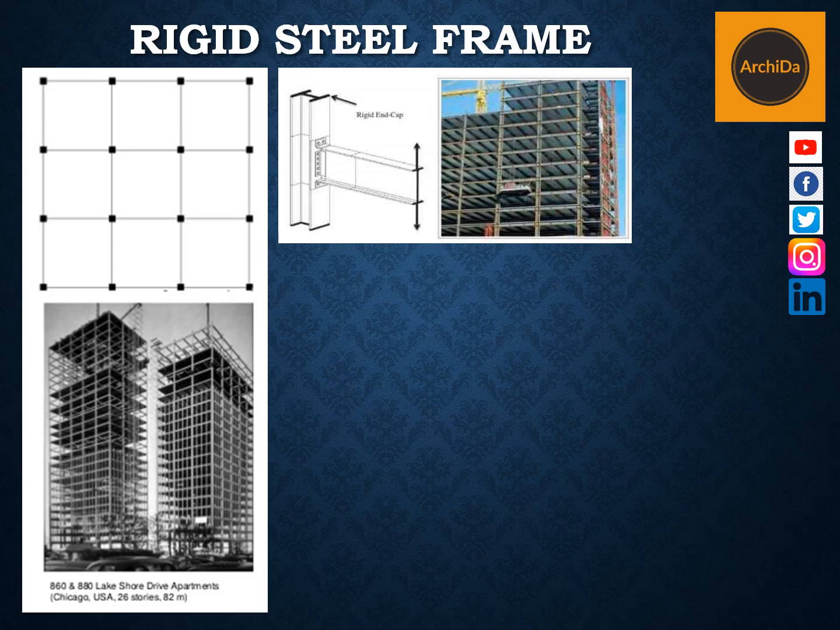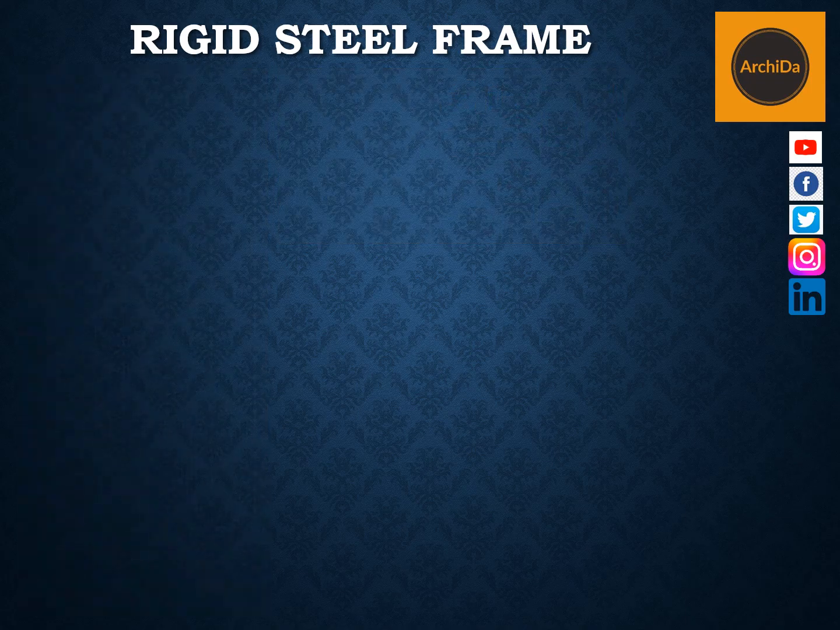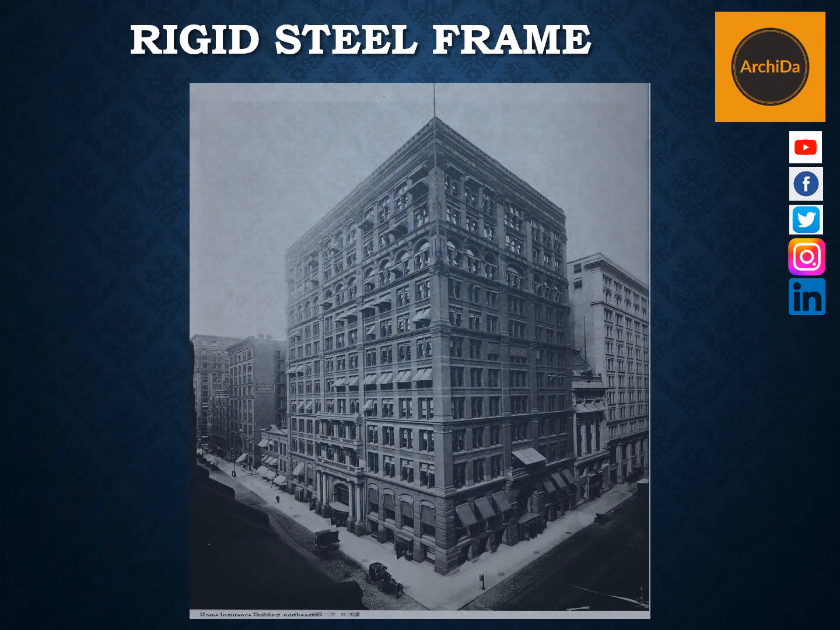The advantage of this is it is uncluttered and rectilinear. The disadvantage is it has too many joints and too many steel requirements. An example of a rigid steel frame is the Home Insurance Building, done in 1884.